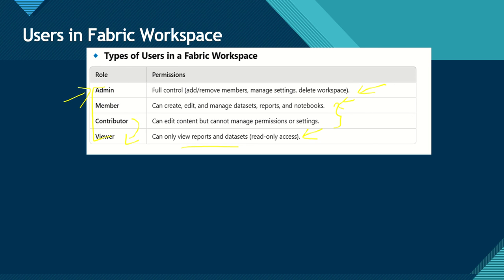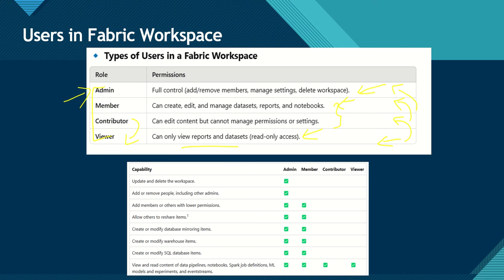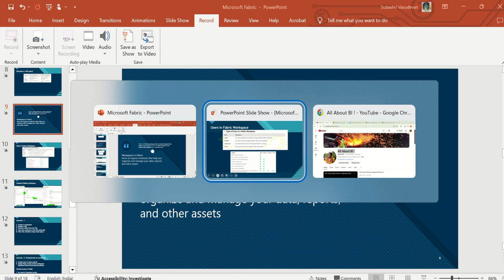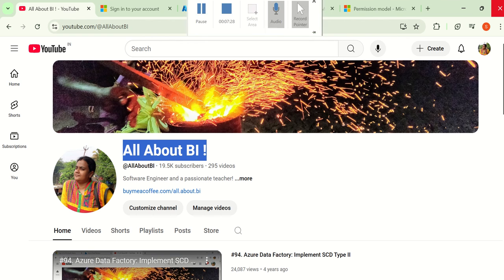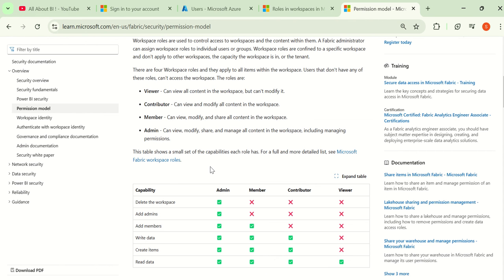So the first minimum level of permission is viewership, the next level is contributor, the third level is member, and admin is the one with the highest privileges. So this is the order. Okay. So what are the capabilities? What are the allowed capabilities that people can think of?